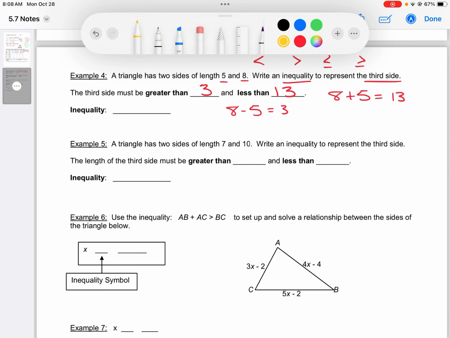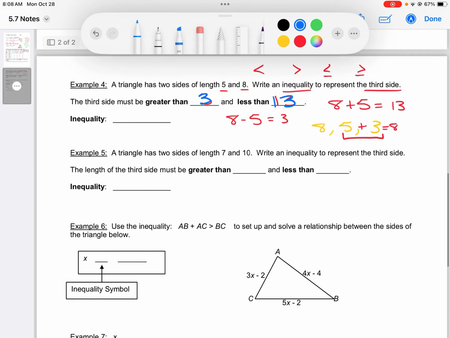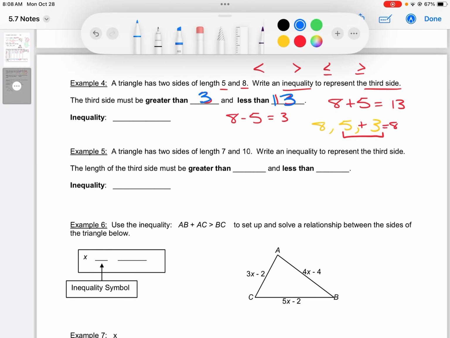The reason it has to be greater than 3 is because if it was, let's just say it's 3, we have a triangle with sides 8, 5, and 3. You can add up any two sides and they should be greater than the third side. So if I had 5 plus 3, that's 8. Well, 8 equals 8, which means that wouldn't be a triangle. So this has to be greater than 3, but also less than 13 to follow the rule of the inequality theorem that we just learned.